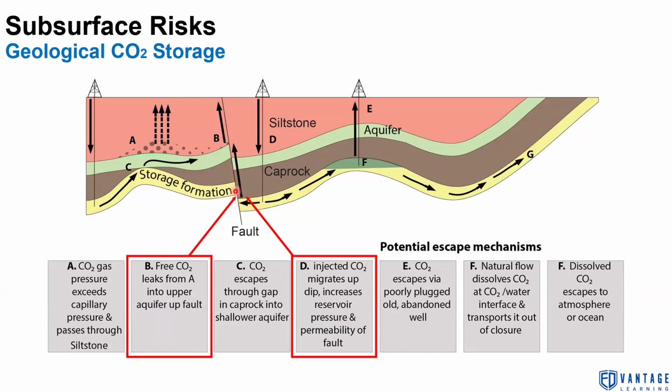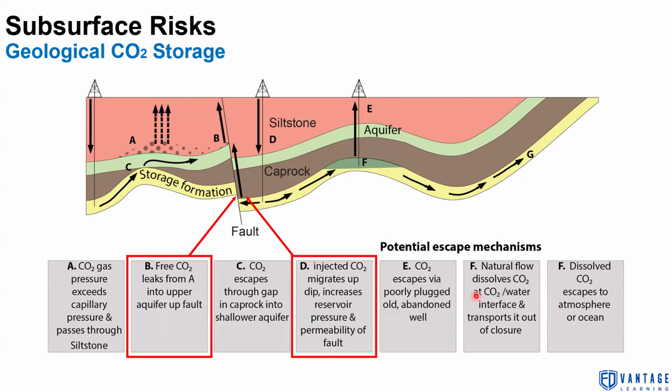So generally, fault slip, throw and heave will get enhanced, and that may lead to CO2 leakage through the fault if it is leaky. Then E is where CO2 escapes via poorly plugged, old and abandoned wells.